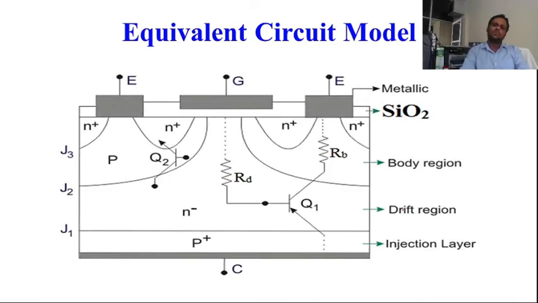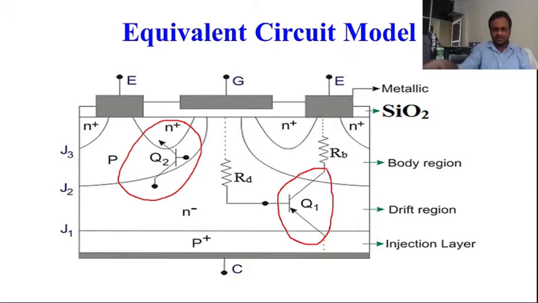Now coming to the equivalent circuit model of this IGBT. From this figure it is very clear that we are having two BJTs here. One BJT is formed by N plus, P and N minus, and the other BJT is this P layer, N minus layer and P plus layer. So we are having two BJTs here.